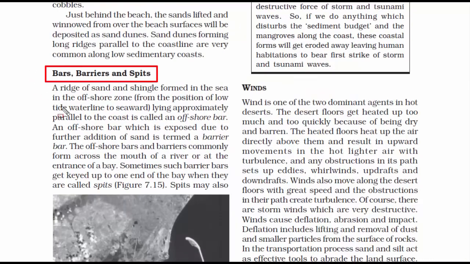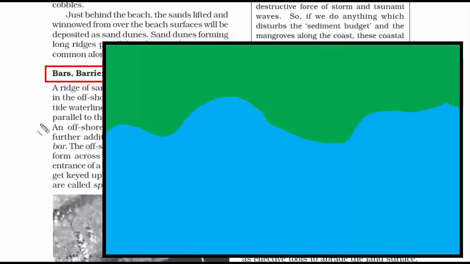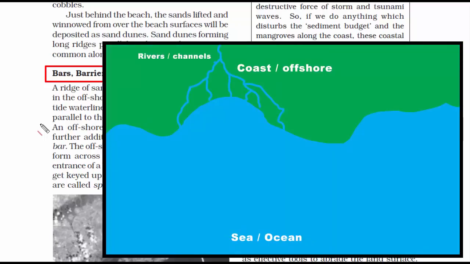The second depositional landforms are bars, barriers and spits. The first one is bars. Bars are a ridge of sand, meaning they are long, narrow, uplifted pieces of landform, totally made up of sand. They are formed in the sea, usually at some distance, not very far from the shore. From the top it looks like this. This is also called an offshore bar. They are parallel to the coast.